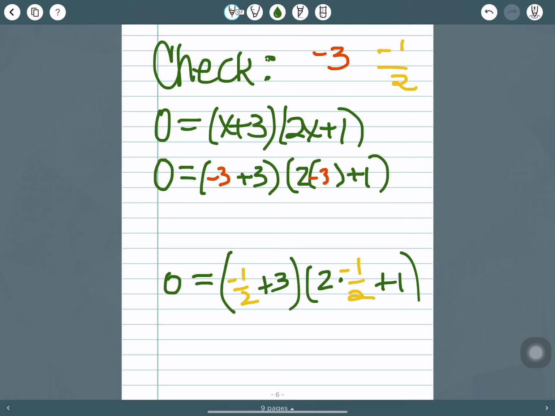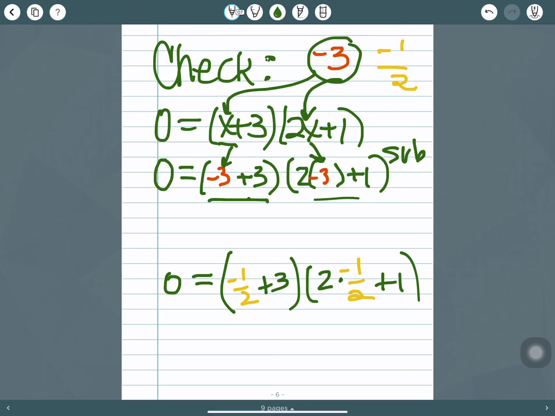All right. So, to show you why this works, I'm going to substitute. Remember, we can check our solutions to an equation by putting those solutions back into the original equation. So I'm going to substitute negative 3 in for my x's. So I'm going to get negative 3 plus 3 here, and 2 times negative 3 here, plus 1. So I just substitute it in, and now I'm going to solve.